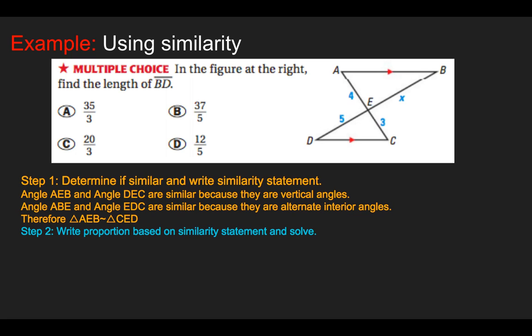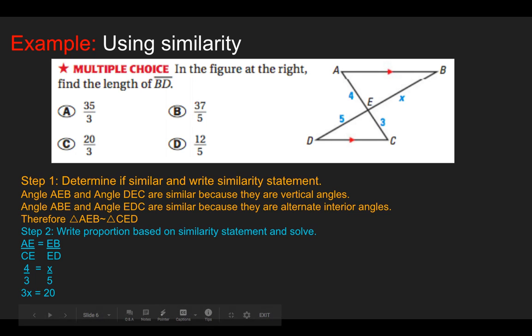Then we write a proportion based on similarity, and then we'll solve that proportion. AE is to CE as EB is to ED. Use your similarity statement to help you pair up the sides of the triangles. Then take the side lengths from the picture. 4 is to 3 as X is to 5. Cross multiply. You get 3x is equal to 20. Divide by 3 and you get x is equal to 20/3, which in this example would be C.